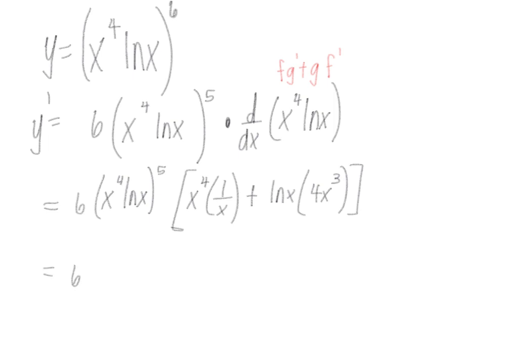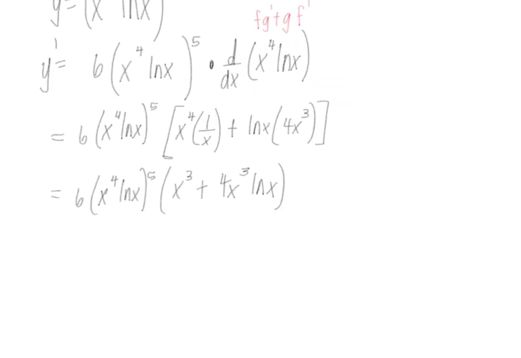Let's simplify that down. x to the fourth times 1 over x is x cubed. And then we have 4x cubed natural log of x. Really this answer is fine just the way it is.